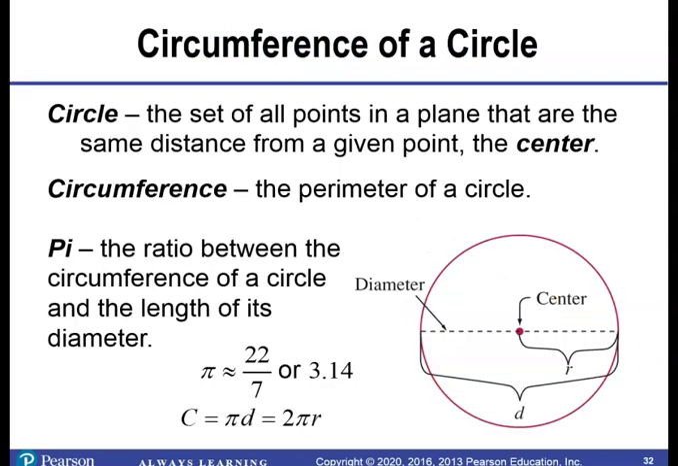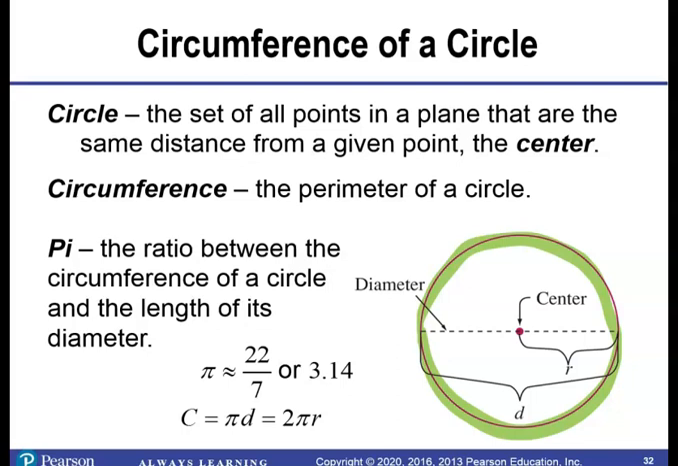Well, how about the circumference of a circle? You know what that is? That's the perimeter of a circle. How far around is the circle? So you are measuring, if you were to walk around this circle, that's the circumference, okay? It says the set of all points in a plane that are the same distance from a given point, the center, that's the definition of a circle. And I think you've seen that before. Circumference is the perimeter of a circle.